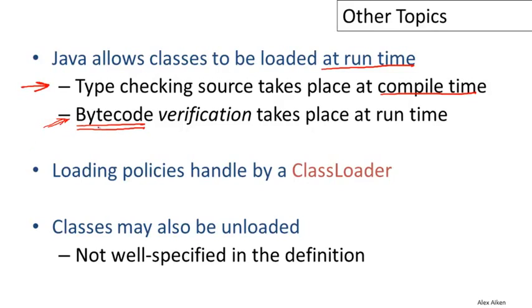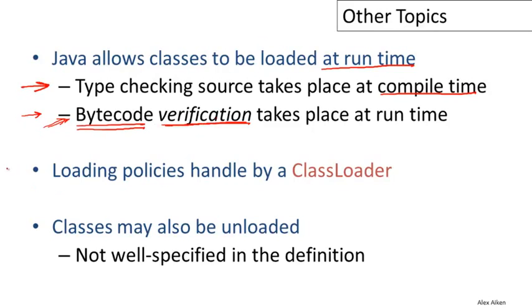So essentially, we have to check the bytecode again, and a procedure called bytecode verification takes place when the class is loaded. Bytecode verification is really type checking of bytecode. That's essentially what it does. The procedure is a little bit different because the code is much lower level, and so the algorithms look a little bit different. But what they're really doing is type checking the bytecode.